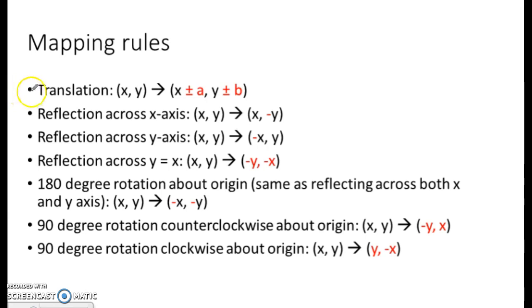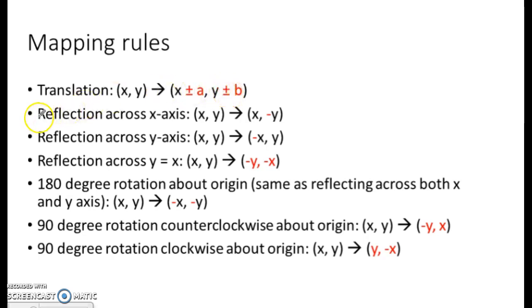Okay, the first one is a translation, and that just says you take any point x comma y and you add or subtract a number to x or to y or to both. We're going to look more at translations in just a minute, but if it's adding or subtracting a number to x, or if it's adding or subtracting a number to y, that's going to be a translation.